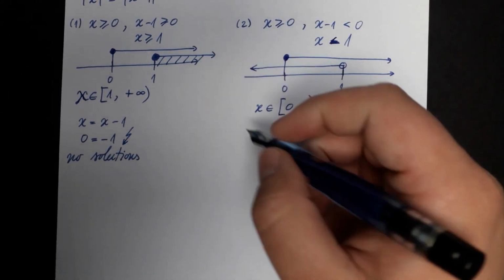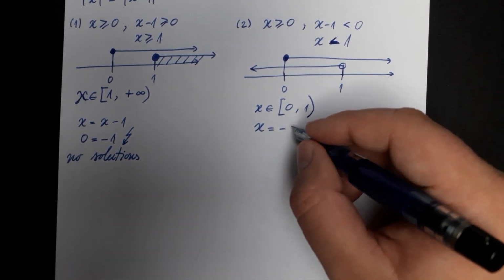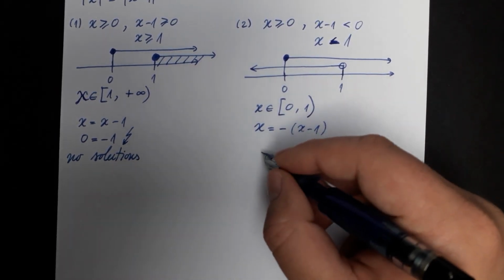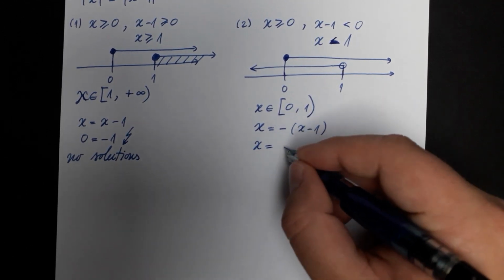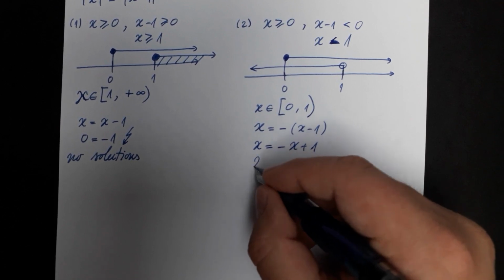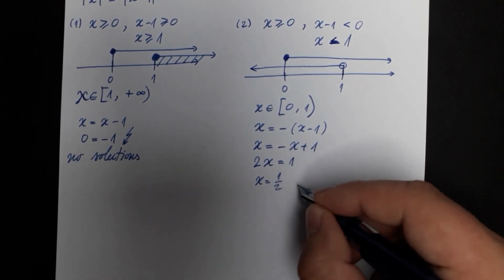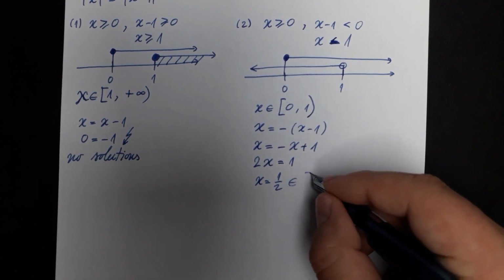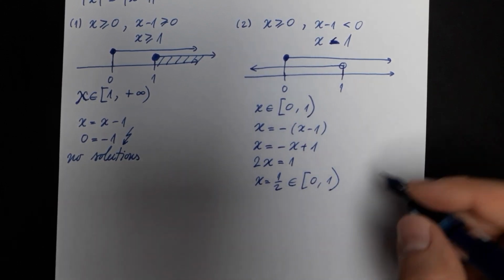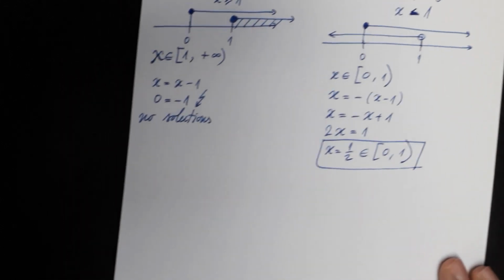Well, when we get rid of the absolute value, this case becomes x is equal to negative (x minus 1), which makes it equal to minus x plus 1. 2x is equal to 1, and x is equal to 1/2. 1/2 belongs in the interval from 0 to 1, so this is one solution of our problem.